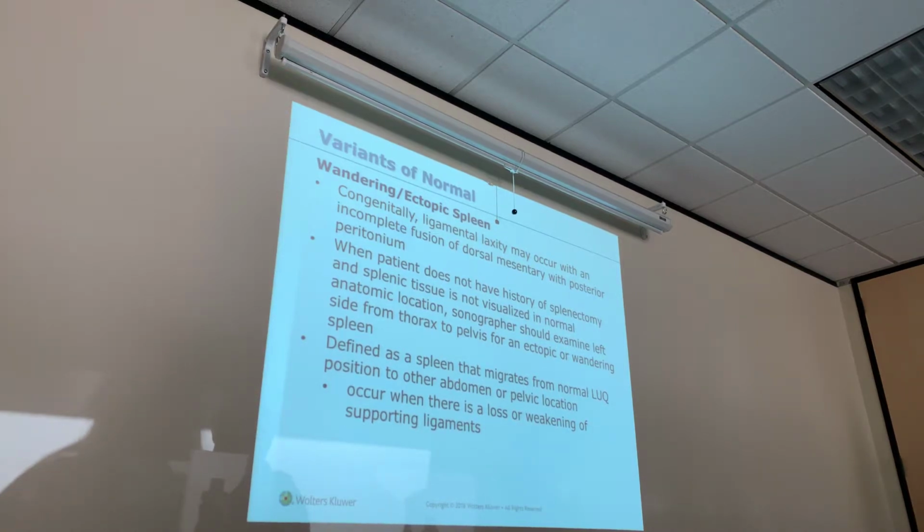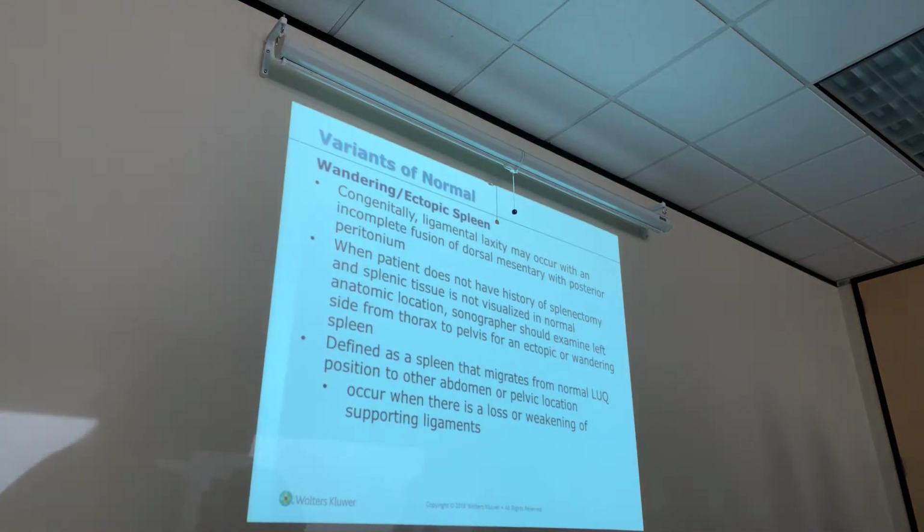So wandering spleen is defined when the spleen migrates from the normal left upper quadrant position to other abdominal or pelvic locations. Where else is the spleen located? Left upper quadrant or what? What were the 9 different quadrants? So it can go to the bottom one. Left what? Left hypochondrium. That's another one I can use.